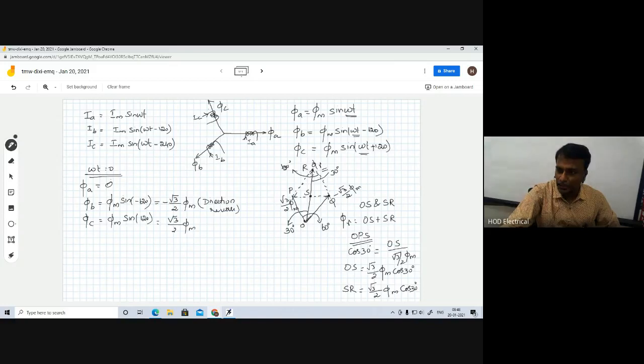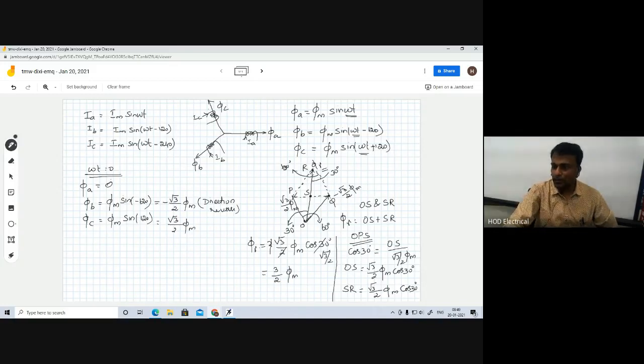So let me add now. The resultant is nothing but 2 into root 3 by 2 phi m into cos 30 degrees. So now the 2 will cancel. Cos 30 degrees is nothing but root 3 by 2. So we have root 3 into root 3, that is 3 by 2 into phi m. So the resultant vector, at the instant omega t equal to 0, the resultant of flux will be in this direction.